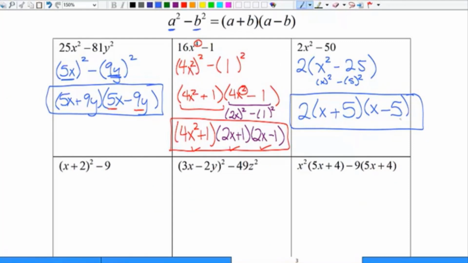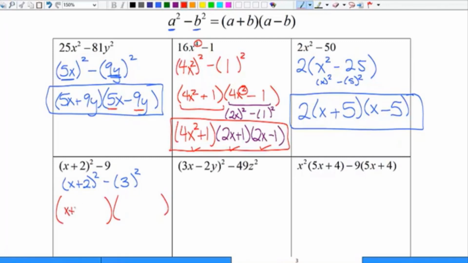Now on the next problem, this might look a little scary because we have a binomial being squared, but that binomial, this whole part, is just like the a. The x plus 2 is kind of like the a squared in my formula. So it's already squared minus something else squared. How can I rewrite 9 as a perfect square? Well, that's just 3 squared.